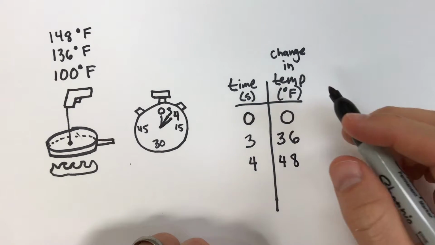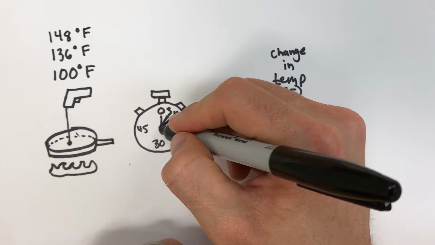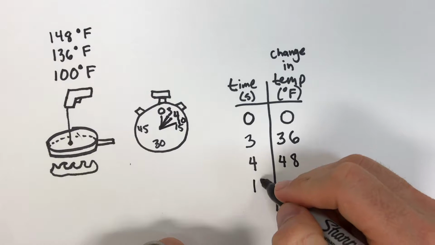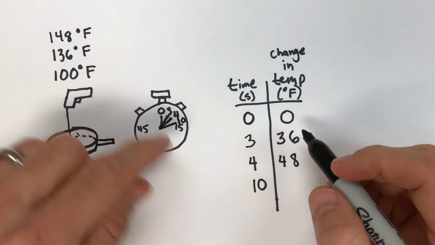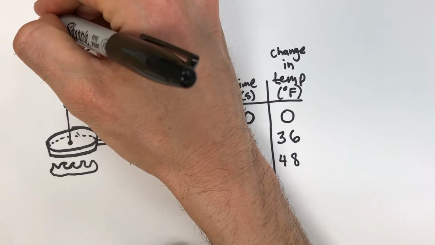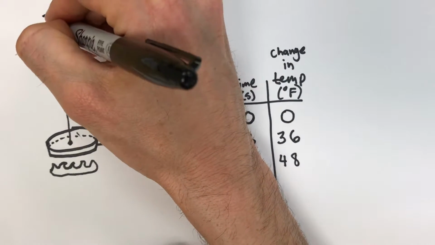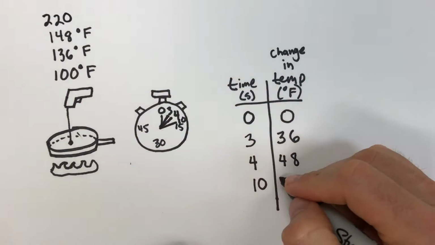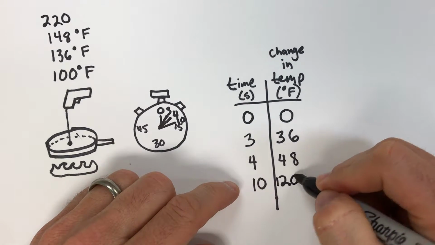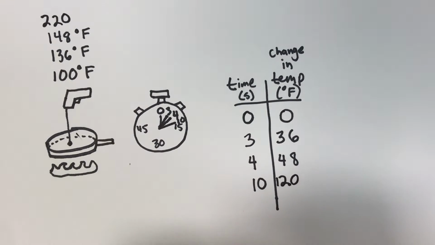Then we wait a minute, not a minute. We wait another 6 seconds. And now it's at 10 seconds. And at 10 seconds, we check the temperature again. And it's 220. So how much has it changed? 120. It's changed 120 degrees.